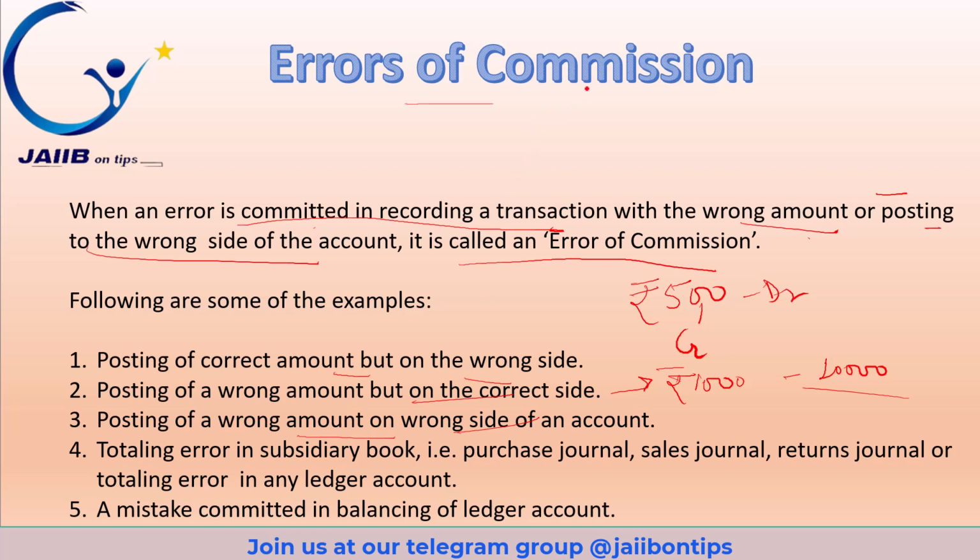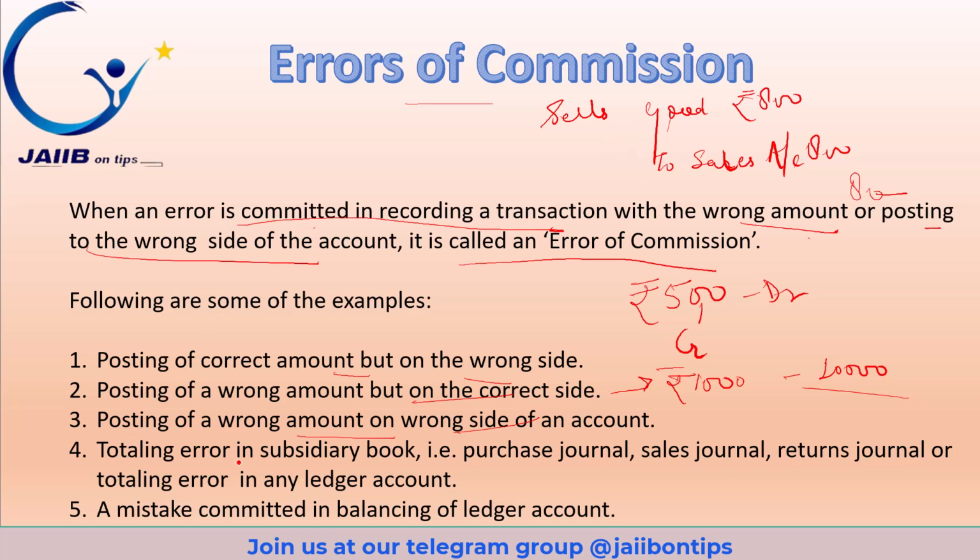Like if a company sells goods for rupees 800, so the sales account will be credited by rupees 800. But what the bookkeeper did, instead of writing it in the credit account, it wrote in a debit account, and the amount written as rupees 80. So it is an error of commission.